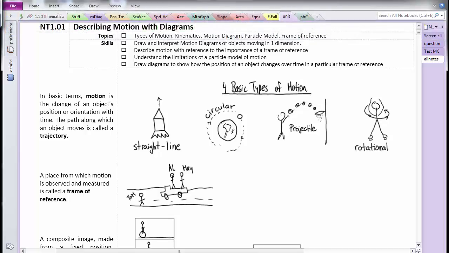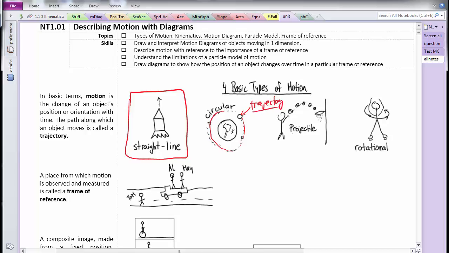But in the most basic sense, we have just things going up or down or left and right, okay? That's straight line motion, and that's what we're going to be focusing on in the first chapter. But we can also have circular motion, like this moon going around the Earth, around this trajectory, okay? So this is called a trajectory.